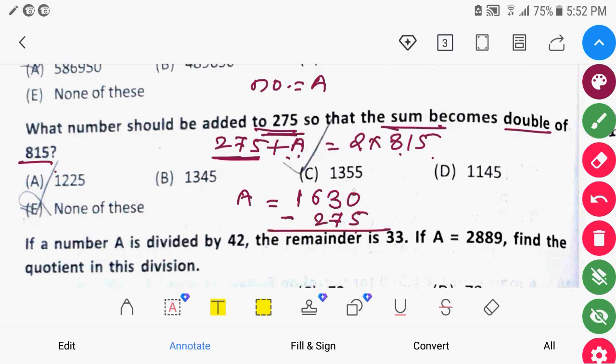Now 5 cannot be subtracted from 0, so we will borrow from this 3. 10 minus 5 is 5, 2 minus 7, again we have to borrow, it becomes 12, this becomes 5, so 12 minus 7 is 5, and 15 minus 2 becomes 13. So 1355 is our answer. Option number 3. Okay.